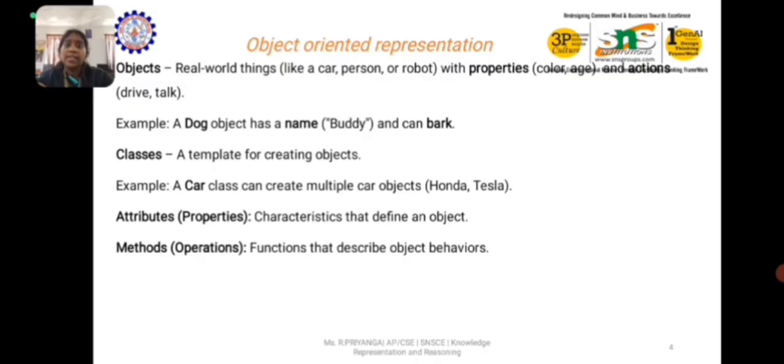These are the things: classes, attributes, methods, objects, and why we use object oriented representation in AI. We saw that. Then, better modeling of the real world: it's like a mirror of how we think in the real world. It is about objects and behaviors, which makes designing intelligent systems more natural and intuitive.